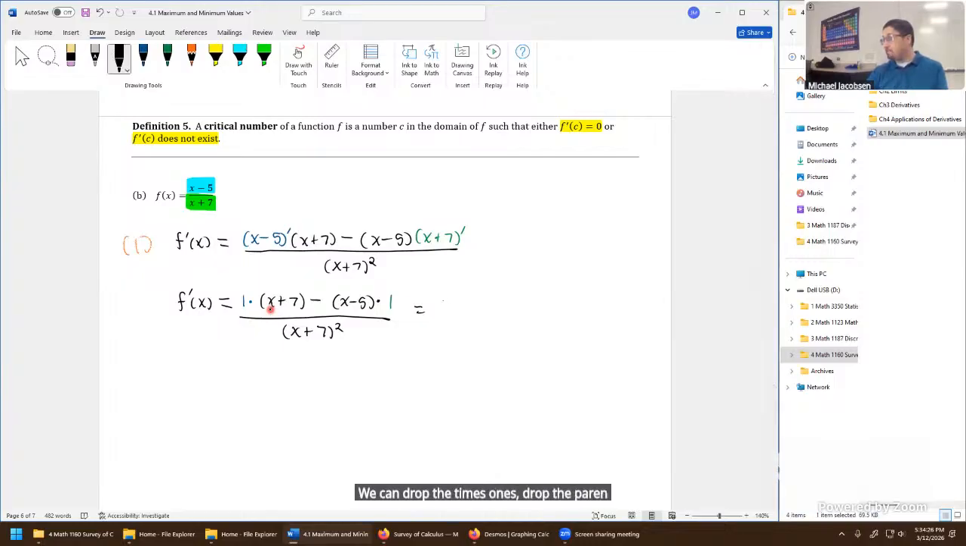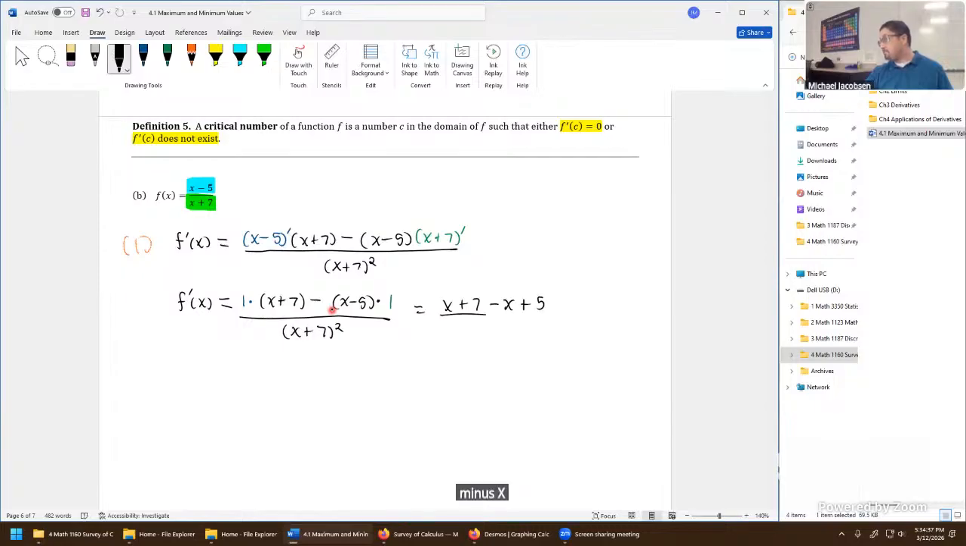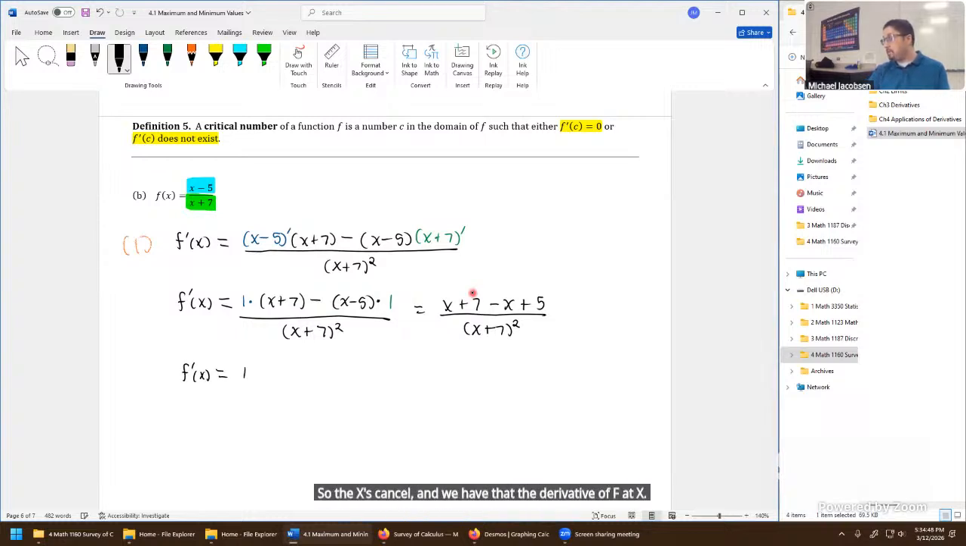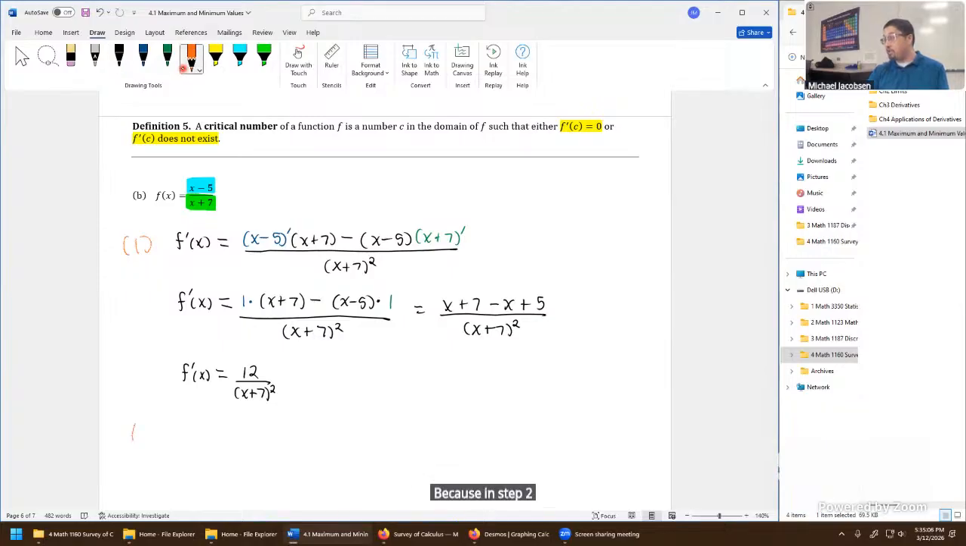Now when we simplify this a little bit further, we can drop the times 1s, drop the parentheses, and get x plus 7. I said drop the parentheses, but do it carefully on this one. Distribute the negative sign on the inside. Minus x plus 5 all over x plus 7 squared. So the x's cancel, and we have that the derivative of f at x is 12 over x plus 7 to the second power. So that's step one. We compute the derivative, and we definitely want to simplify these as much as feasibly possible, because in step two, we're solving an equation.